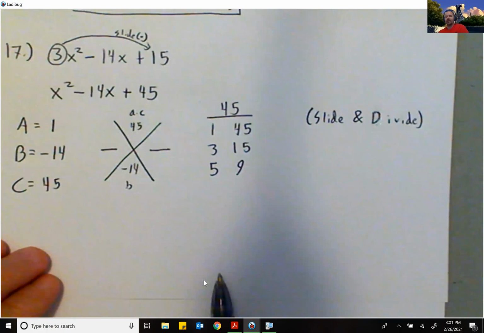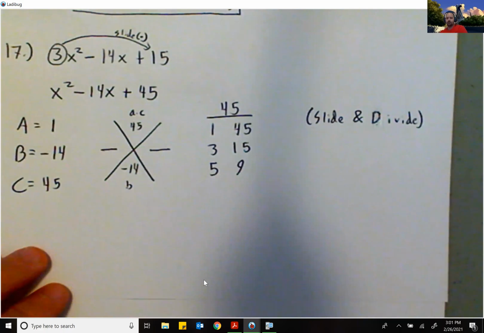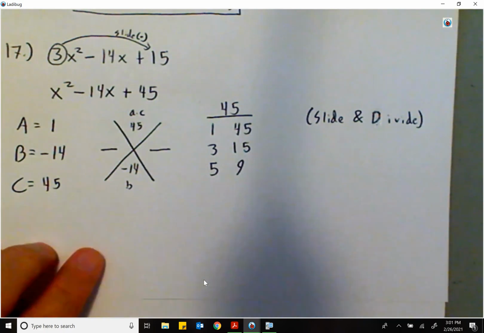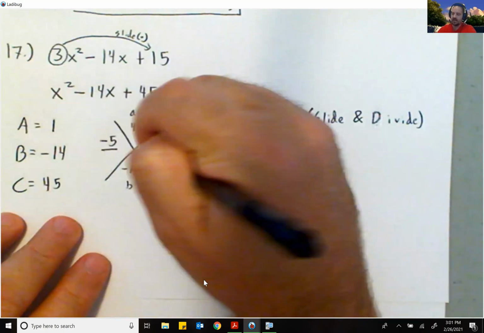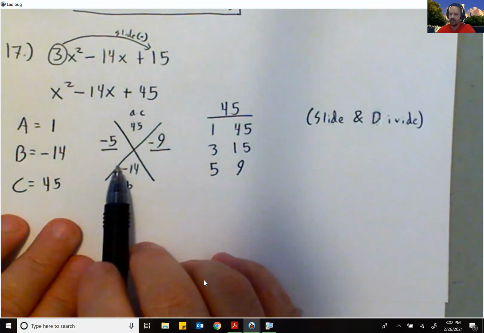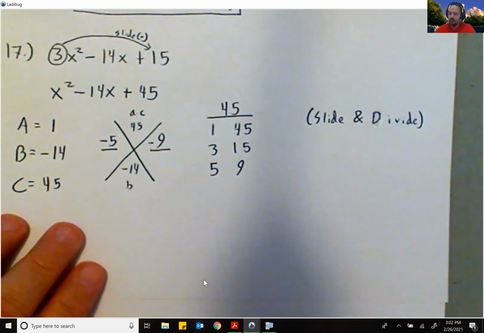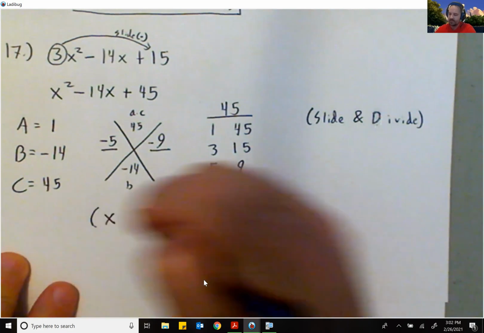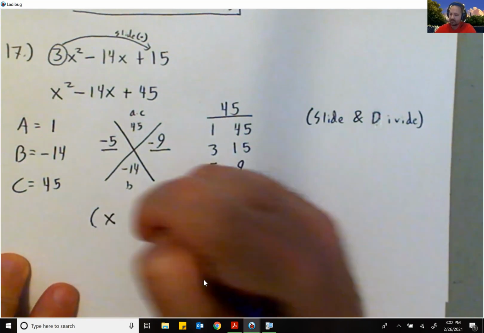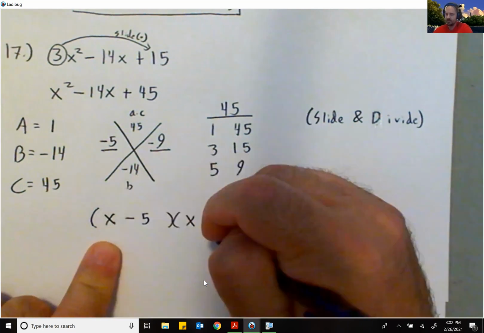So how can I use addition to get a -14? -5 and -9. There you go. There's our numbers. Because -5 times -9 is a positive 45, and -5 and -9, when added together, give us -14. And so in slide and divide, it says write our parentheses with X's, and then we put in our numbers: -5, -9.